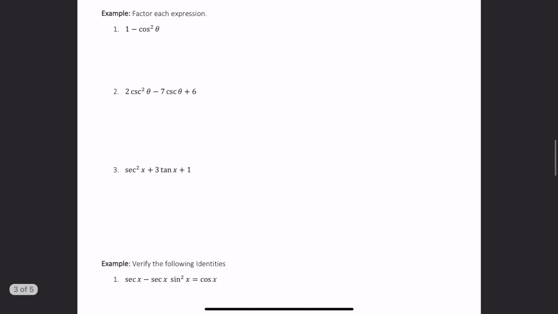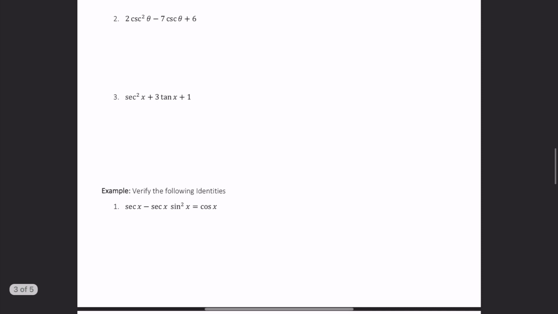Okay, so now we're asked to factor each expression. Like I said, treat this like any algebraic expression. You can just factor it out. So what do we realize here? There's a squared term. There's a 1. This is a difference of squares. We can literally rewrite this as 1 plus cosine theta times 1 minus cosine theta. And then we're done. That's it.